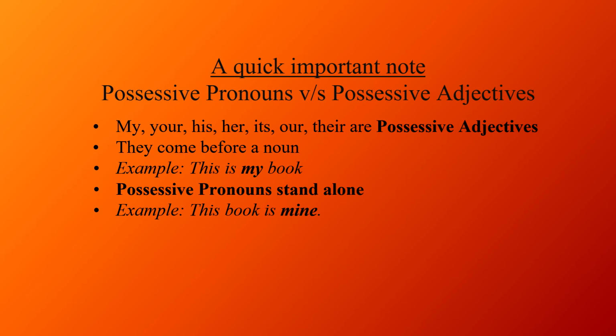Here's a quick and important note. Words like my, your, his, her, its, our, their are called possessive adjectives, not pronouns. They always come before a noun. For example, this is my book. Here, my describes book. But possessive pronouns like mine stand alone and don't need a noun after them. For example, this book is mine. Remember this difference.